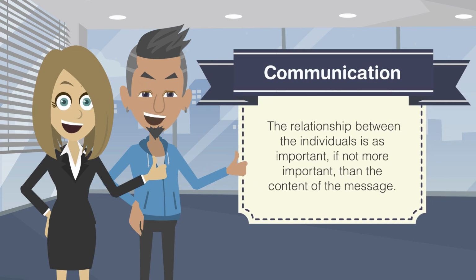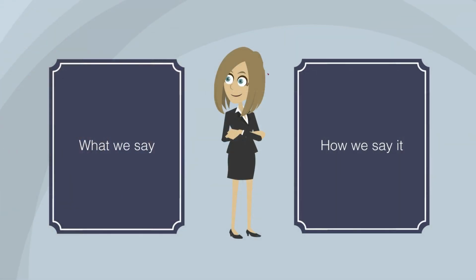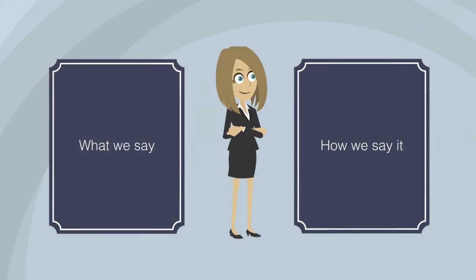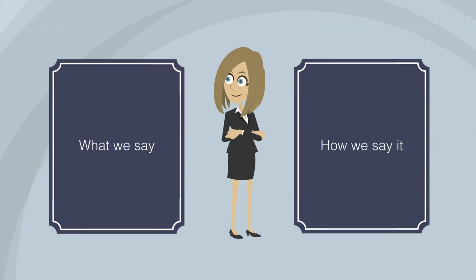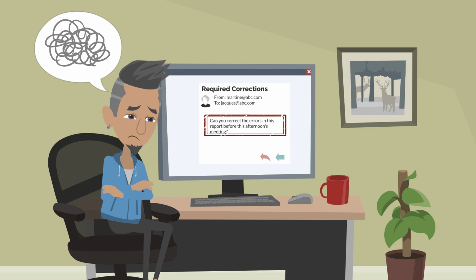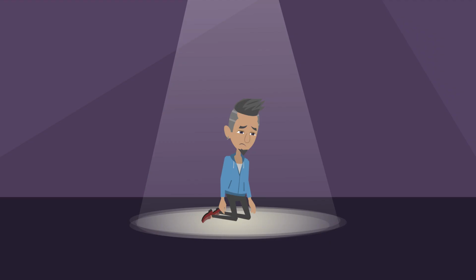Key takeaway. In any communication, the relationship between the individuals is as important, if not more important, than the content of the message. It highlights the importance of paying attention not only to what we say, but also to how we say it, as this can affect the perception of the message and the quality of the relationship.